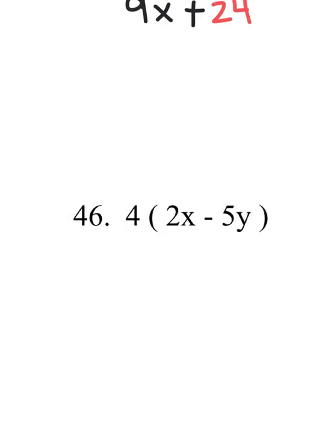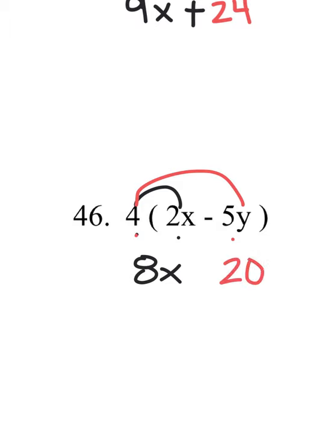And for the last one, draw my arrows. 4 times 2x, it's going to be 8x. 4 times 5y. 4 times 5 is 20, and bring down my variable. And then I bring down what I'm doing in my parentheses, which is subtraction for this one. So I have 8x minus 20y for our answer.